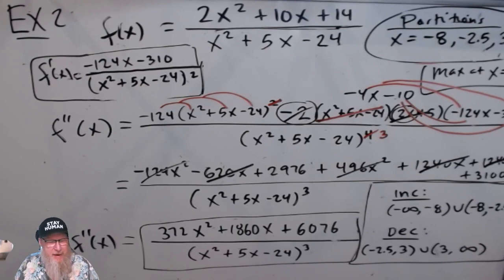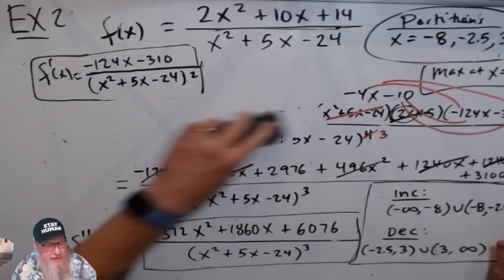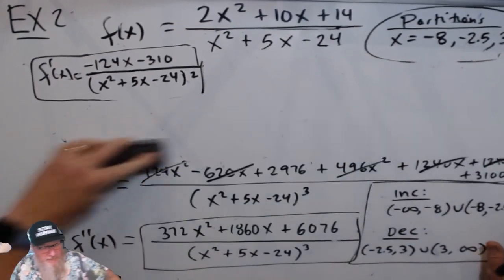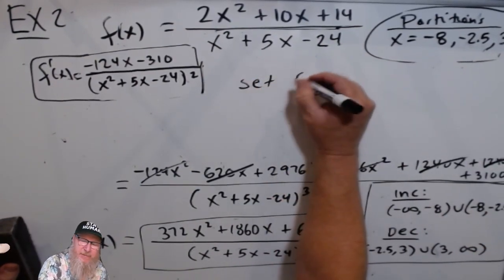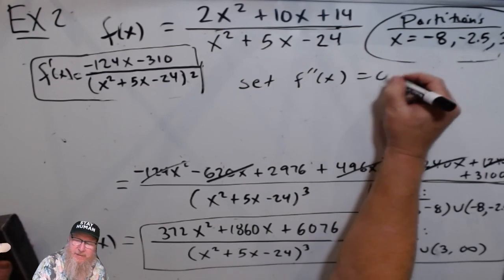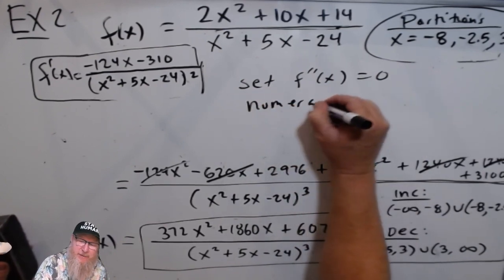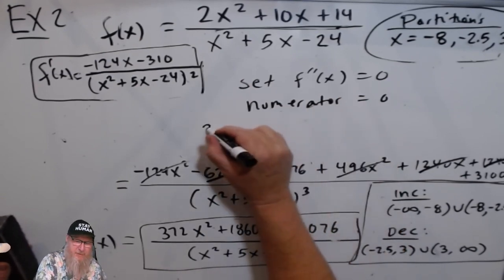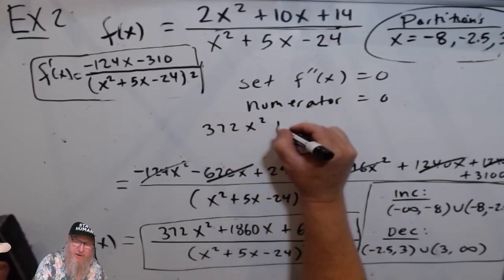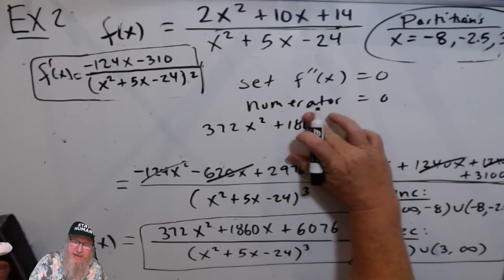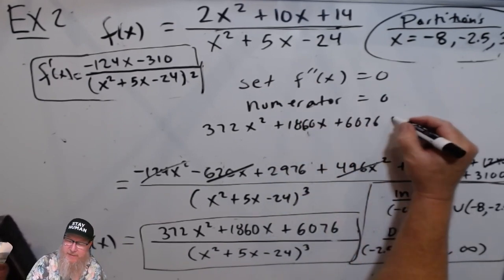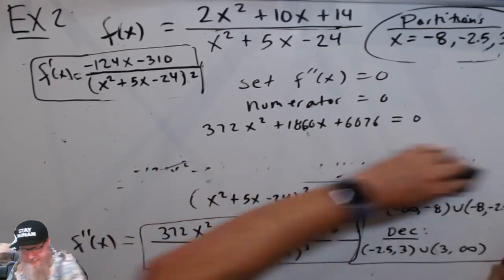All right, so let's go ahead and set the second derivative equal to 0. Just set the numerator equal to 0. So 372x squared plus 1860x plus 6076 equals 0.